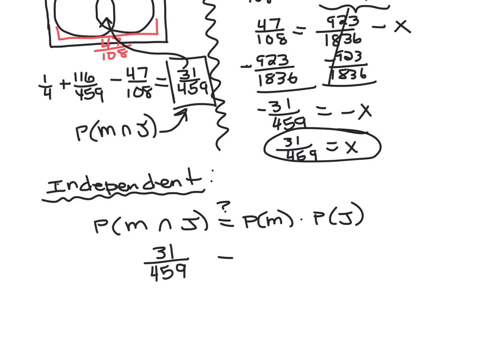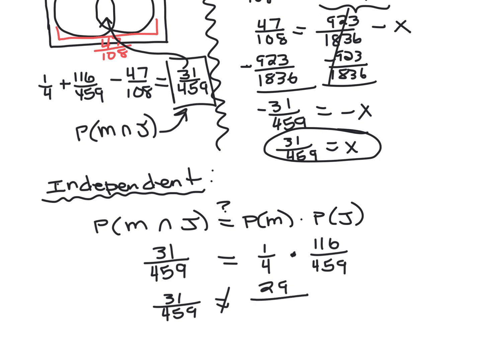Okay, now we want to know, is that equal to? Well, we know the probability of math is 1/4, and they gave us the probability of junior is 16 over 459. Okay, so let me bring down the left-hand side of the equation. And on the right-hand side, you have to multiply those together, and when you do, we do not get 31 over 459. It's close, like very close, but it has to be exact. We get 29 over 459.